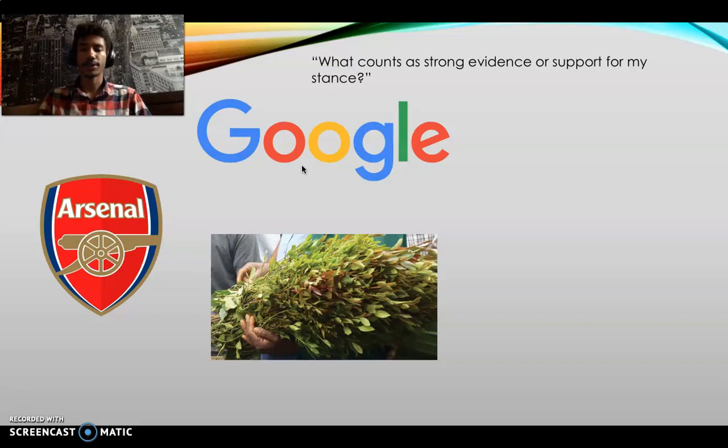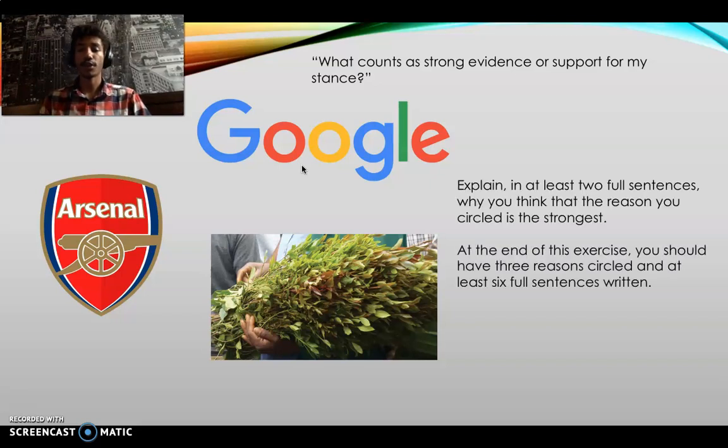Today, though, I want you to find and circle the strongest reason for each and write a 2-sentence explanation of why you believe it. At the end of this exercise, you should have 3 reasons circled and at least 6 full sentences. Let's take a moment and try it.